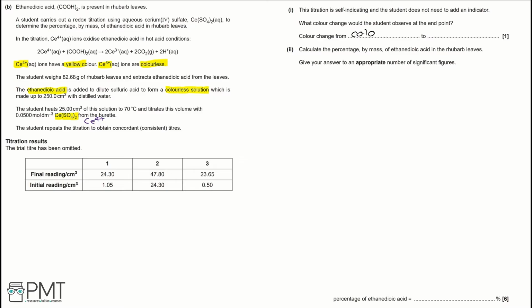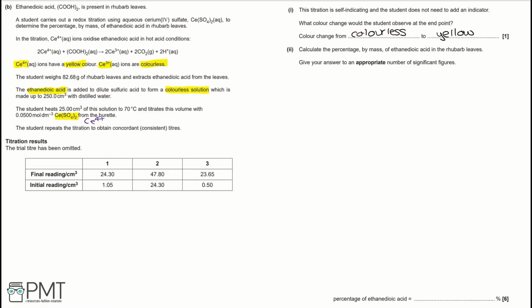Now, where a lot of people fell short on this question is they looked at the Ce4+ ion going to the Ce3+ ion, so yellow to colourless, but that's not what we're looking at. We're looking at the titration itself, and what we're doing is titrating a colourless solution with a yellow coloured ion, so colourless to yellow. To get the mark for part 1, you need to say colourless to yellow.